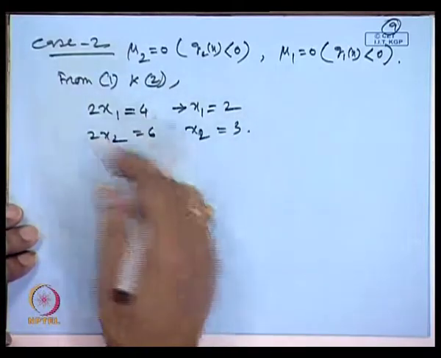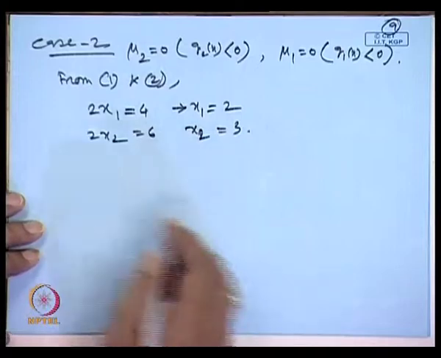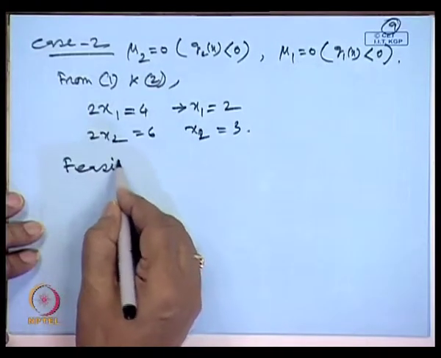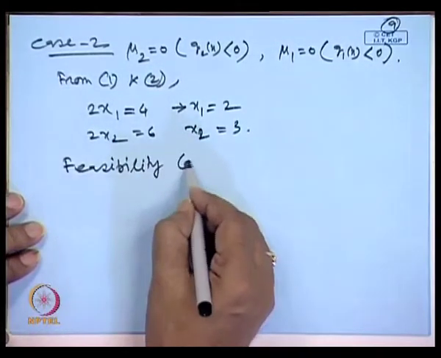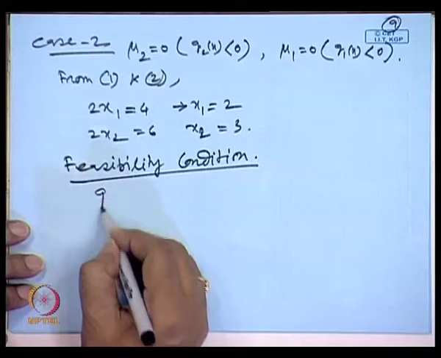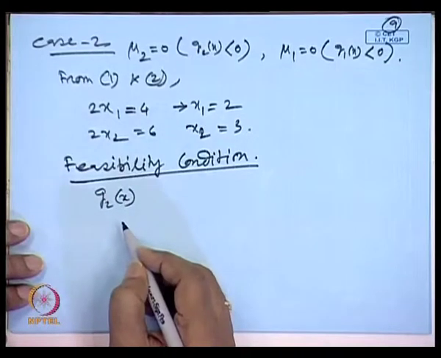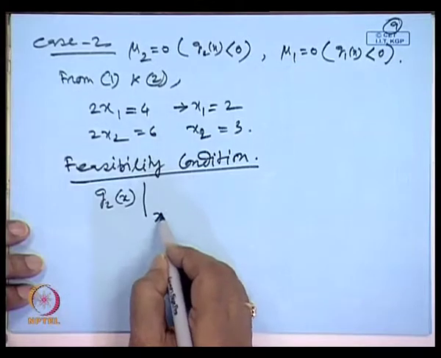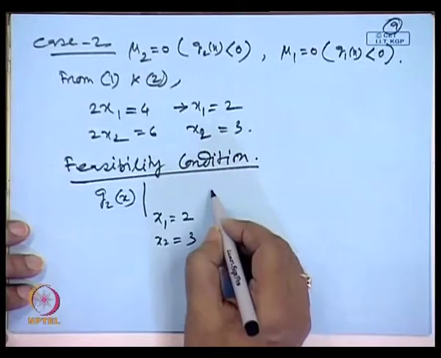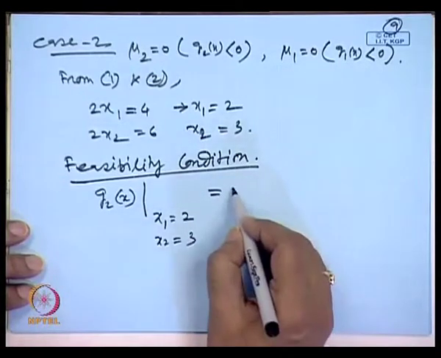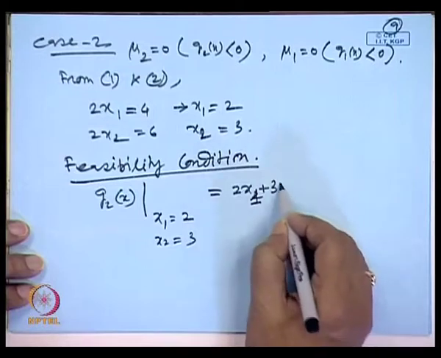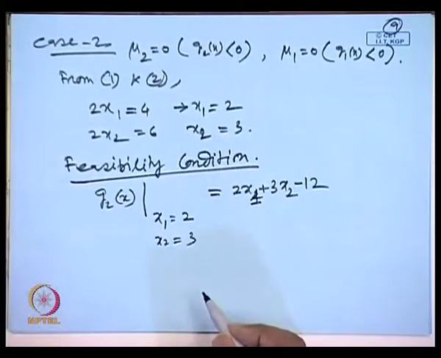So, I have to check the value I got. I have to check the feasibility conditions with mu 1 and mu 2 equal to 0. What is the feasibility condition? I have to find g2 of x at x1 equal to 2, x2 equal to 3. Agree? What is g2 of x? It is x1 plus 3 x2 minus 12. Agree?